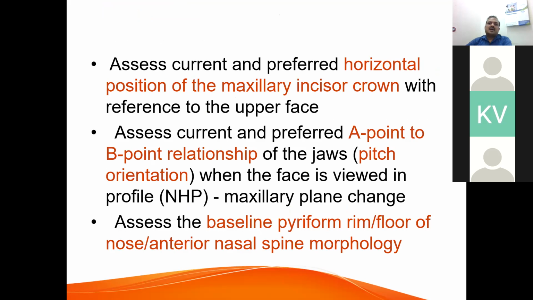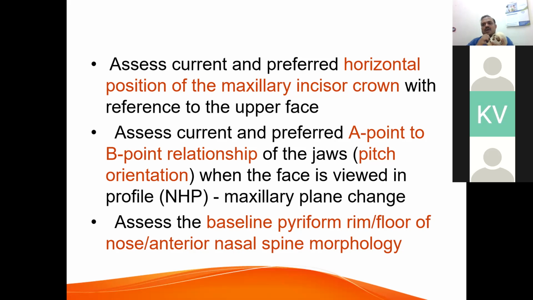And the next one is the horizontal position of the maxillary incisor. That is the anterior-posterior position, the horizontal position of the maxillary incisor with reference to the upper face. And next, the fifth one is the point A and point B relationship, when you are doing a double jaw surgery.